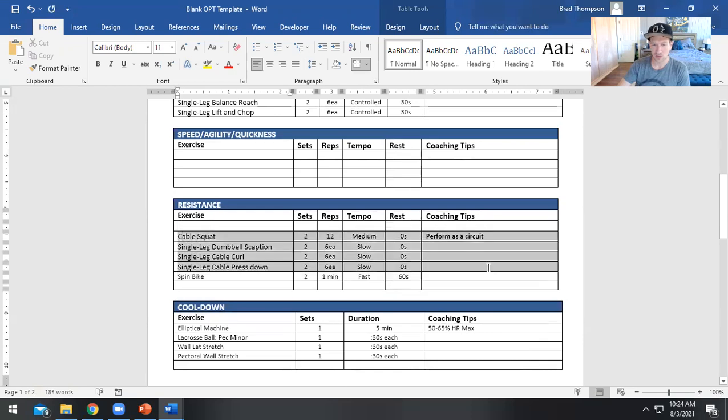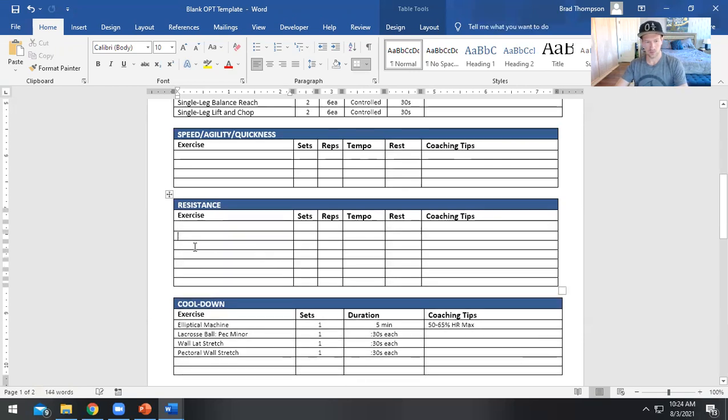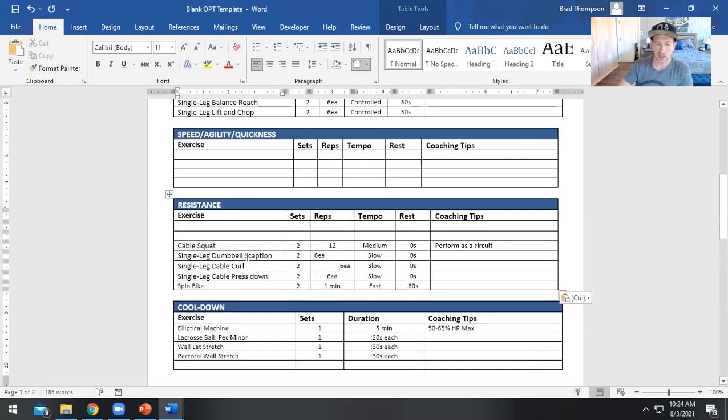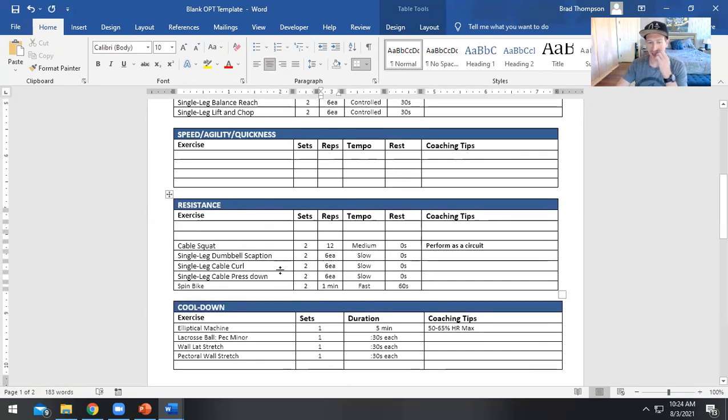So now, here's 1 circuit that we did on like the 2nd session, right? Where we had the legs, shoulders, biceps, and triceps. And our other session was the ball squat, curl to press.